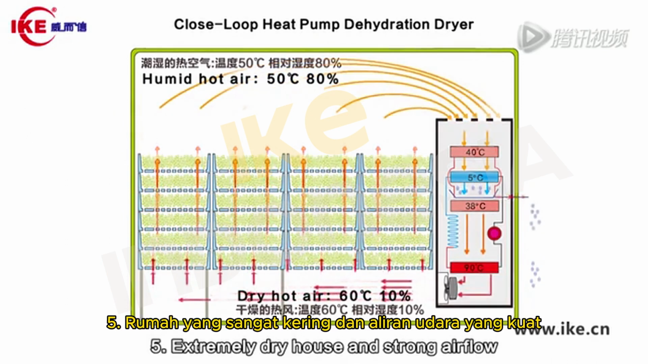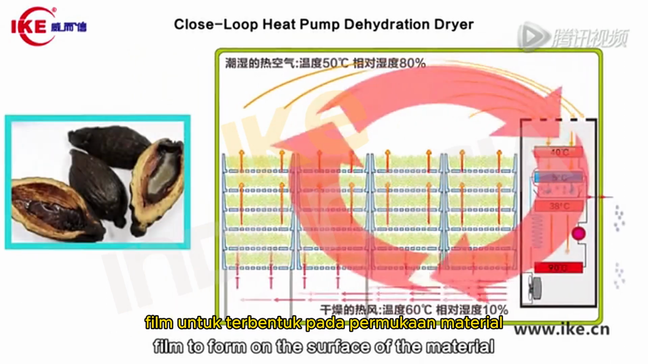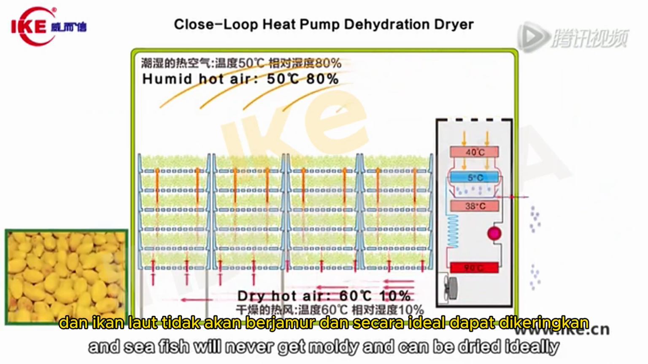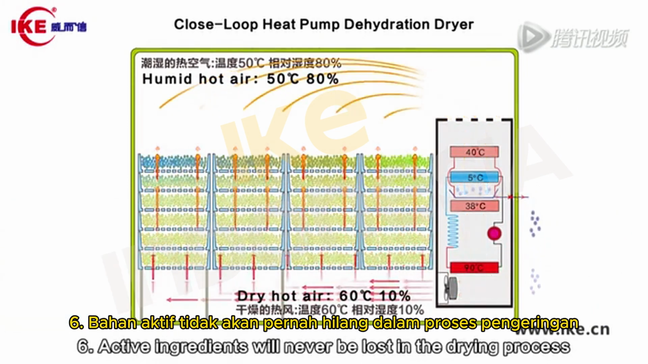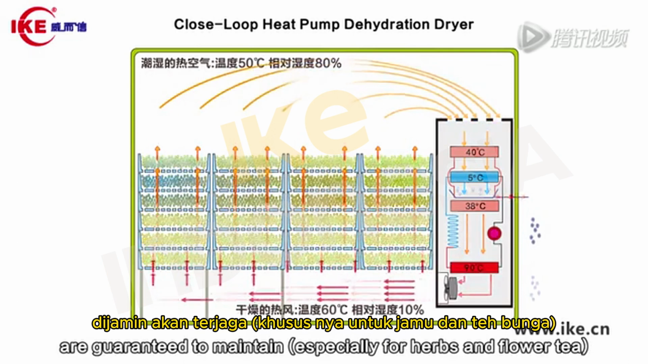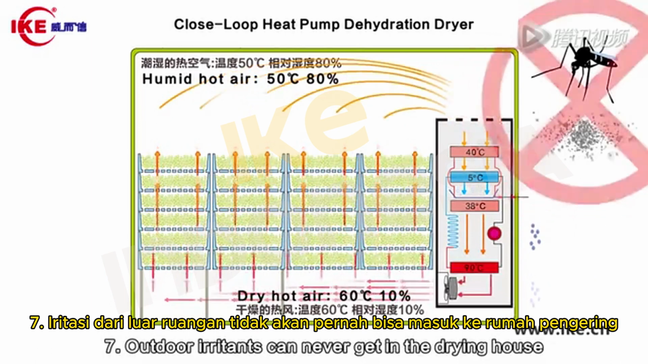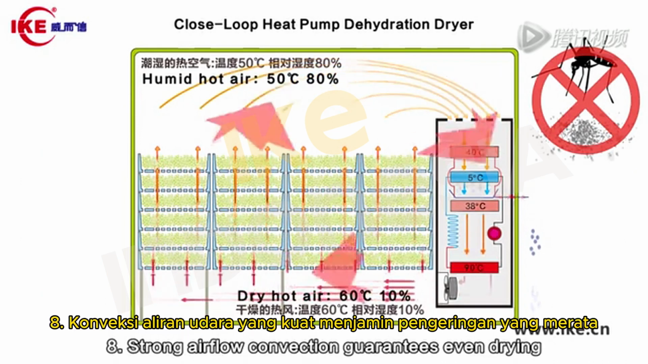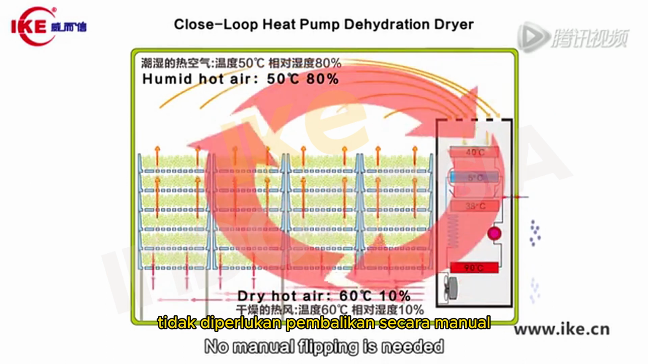Fifth, extremely dry house and strong airflow inside the house make it impossible for a water film to form on the surface of the material. Even large products like betel nuts and sea fish will never get moldy and can be dried ideally. Sixth, active ingredients will never be lost in the drying process so that the quality and grade of the product are guaranteed to maintain, especially for herbs and flower tea. Seventh, outdoor irritants can never get in the drying house, helping it to maintain the highest sanitary condition. Eighth, strong airflow convection guarantees even drying. No manual flipping is needed.